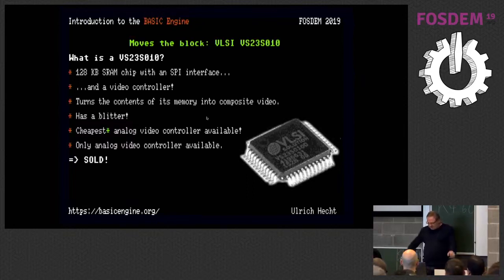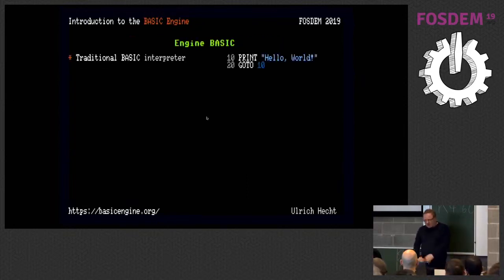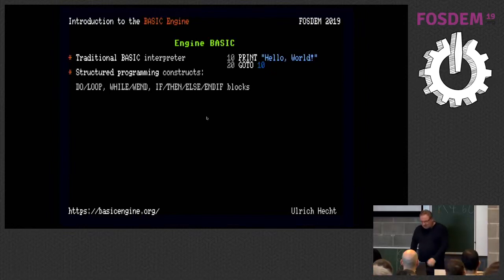What comes next? Yeah, you need something to run on that. The basic engine runs Engine Basic, obviously. It's derived from Tiny Basic, as mentioned before. It's a traditional BASIC interpreter, so code looks like that with line numbers and stuff. It does have some improvements that I've added. It has some structured programming constructs, pre- and post-tested loops, and if-then-else blocks.